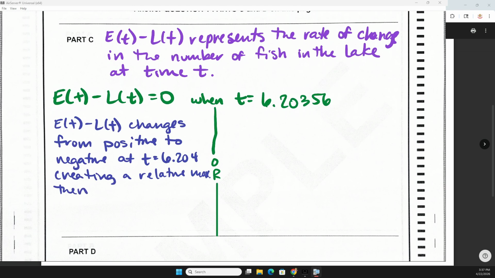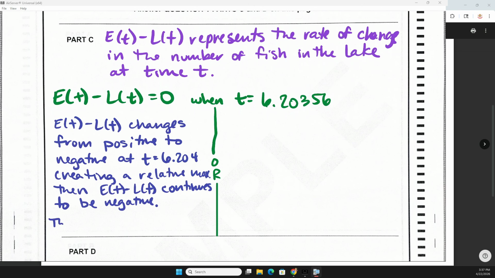Then E of t minus L of t continues to be negative. All right, and so there's a maximum there, but then that is going to continue to be negative through where t is 8.